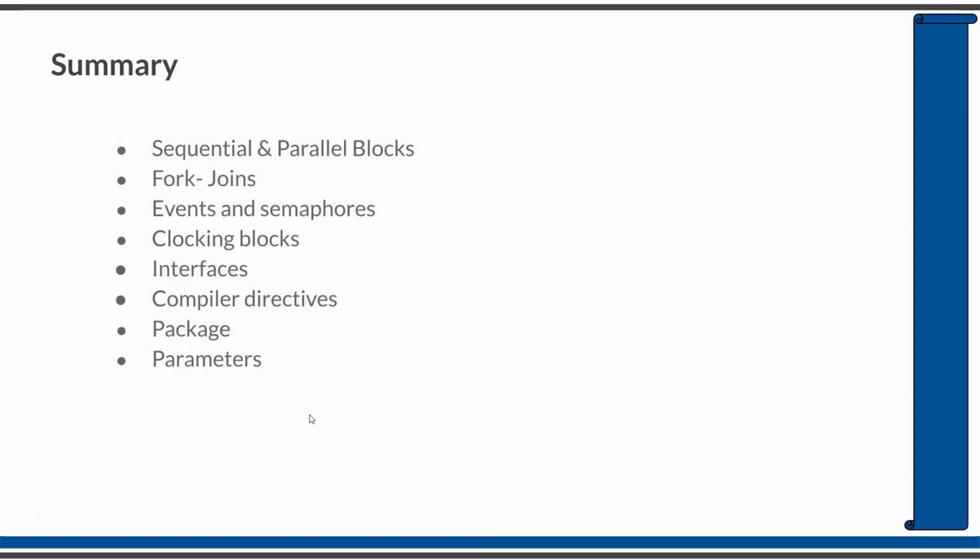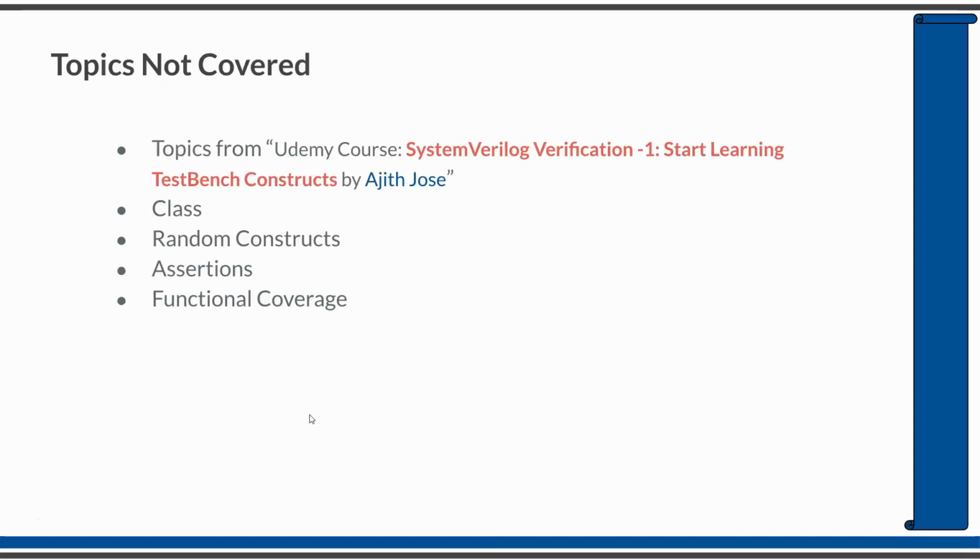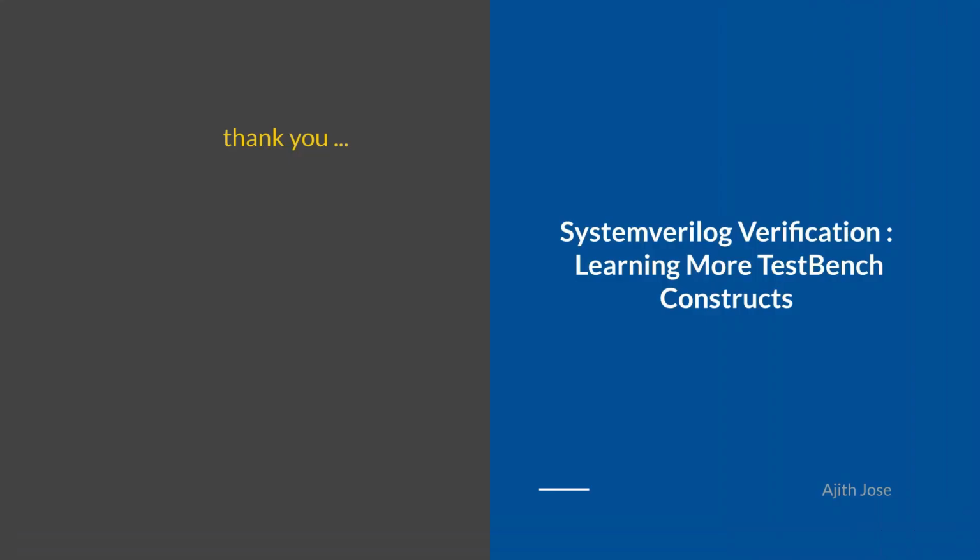This was a basic level course in Systemverilog, and the topics not covered in this course are the topics which I have already covered in the first series of this course, titled Systemverilog Verification 1, Start Learning Test Bench Constructs. This course is a continuation of that previous course. Also, along with these two courses, I haven't covered classes, random constructs, assertions, and functional coverage, as each of them are very wide topics which need to be explicitly covered. So I have covered each of them in different courses.